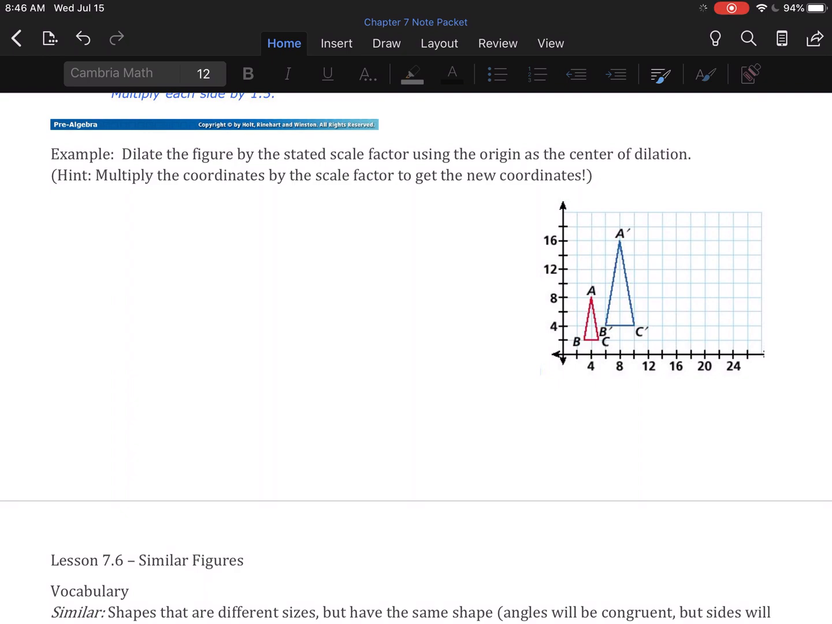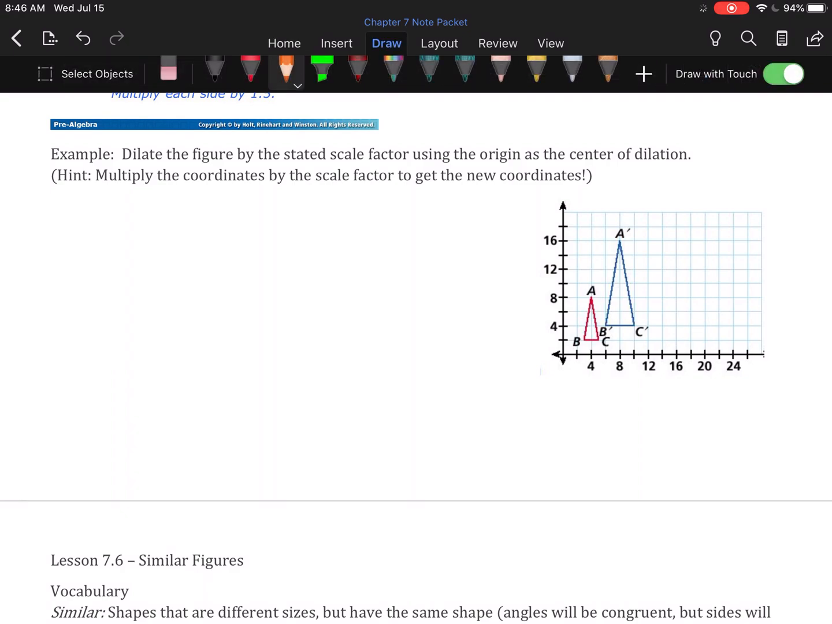So what's throwing me off here is the fact that the diagram is already complete. So here's what I'm going to do. I'm going to tell you that we had an original shape of ABC. A is at 4, 8. B is at, let's see, that's going to be 3, 2. And C is at 5, 2. And the scale factor will be 2.